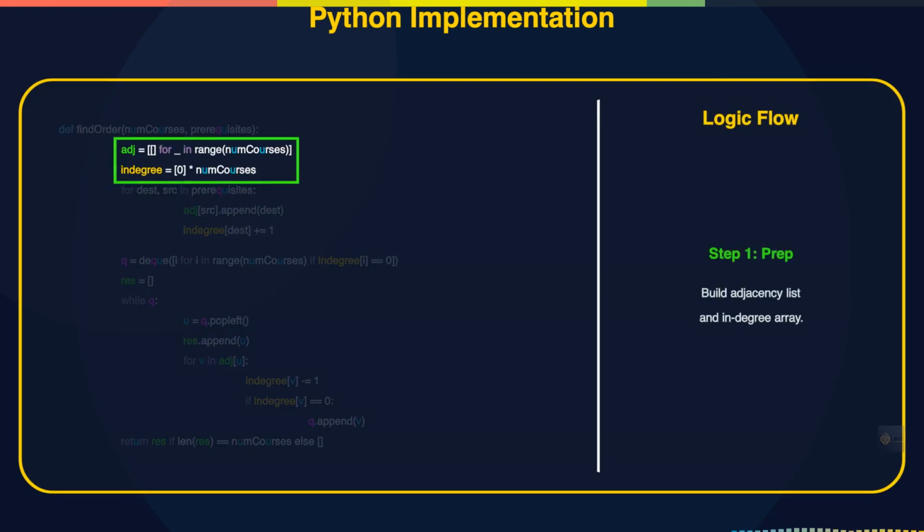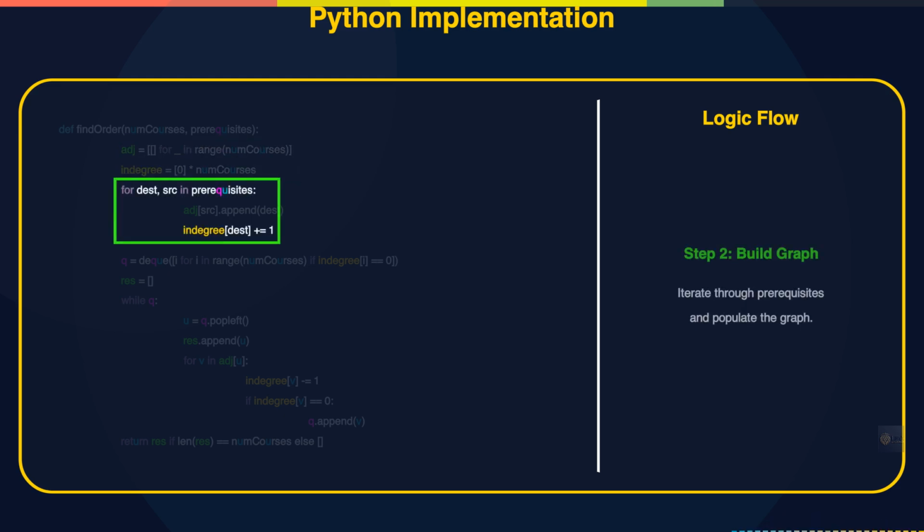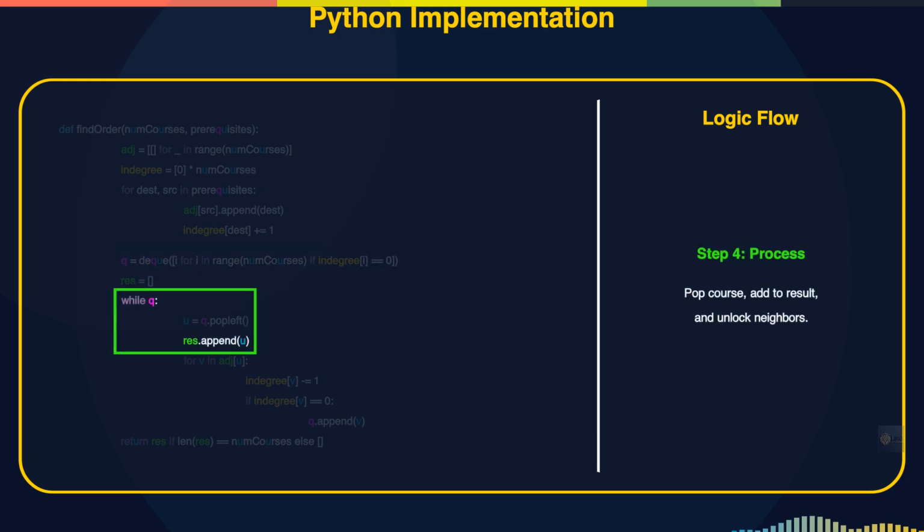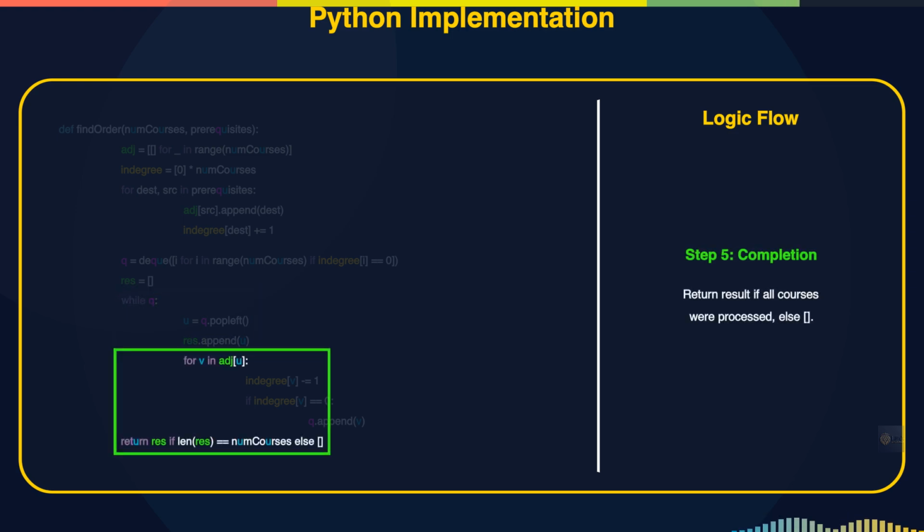We start by building our adjacency list and in-degree array. We find all courses with in-degree 0 and add them to a queue. While the queue is not empty, we pop a course, add it to our order, and for each of its neighbors, we reduce their in-degree by 1. If a neighbor's in-degree hits 0, we add it to the queue. Finally, if our order contains all courses, we return it. Otherwise, we return an empty array.